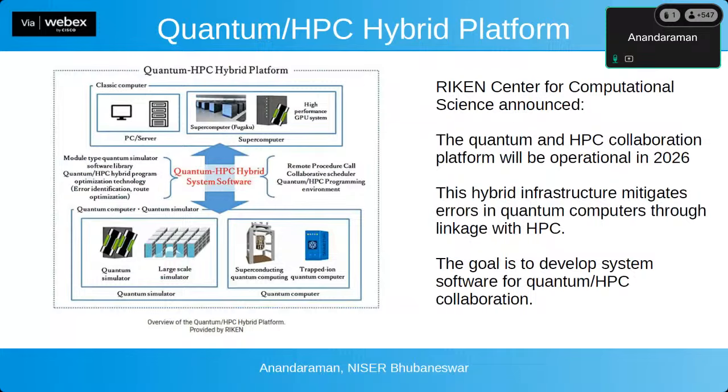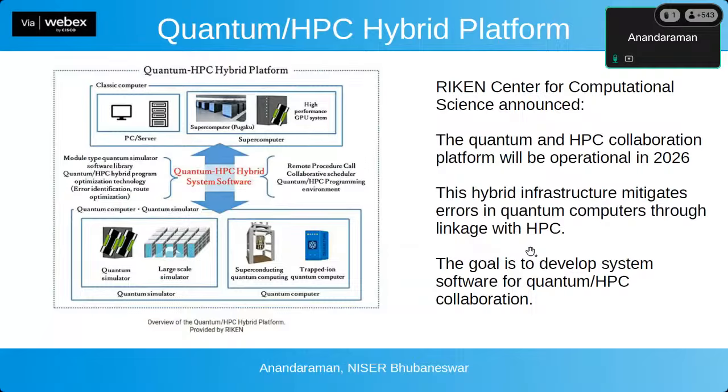So this is Japan's RIKEN Center for Computational Science. The quantum and HPC collaboration platform will be operating in 2026. So they are actually integrating it. This hybrid infrastructure mitigates error in quantum computing through linkage with HPC. See, this is the main point. This hybrid infrastructure mitigates error in quantum computers through linkage with HPC.